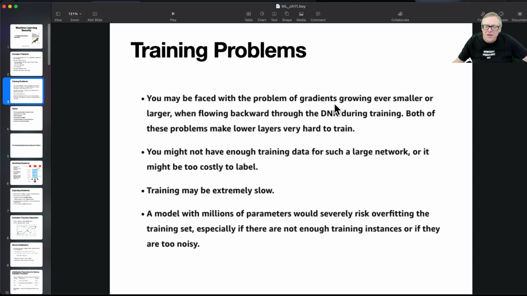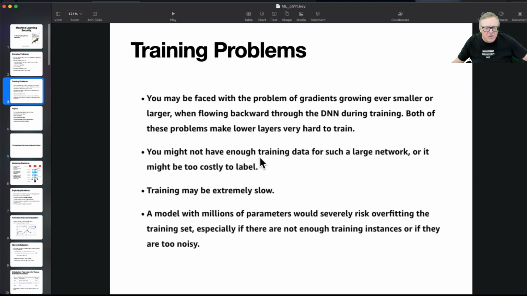The gradient is the extent to which the output changes if you change one of the weights. And often what happens is some of those weights get small, and now you can't get any information to train your model. So we'll talk about that. That's the problem of vanishing gradients.